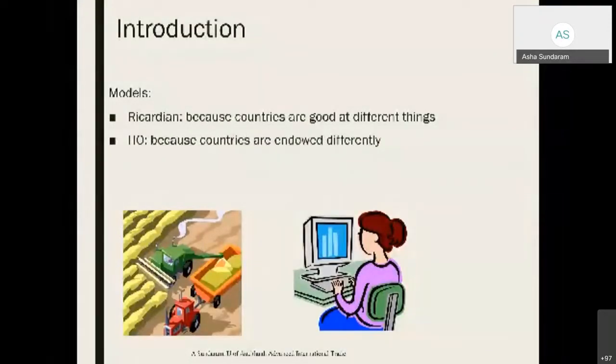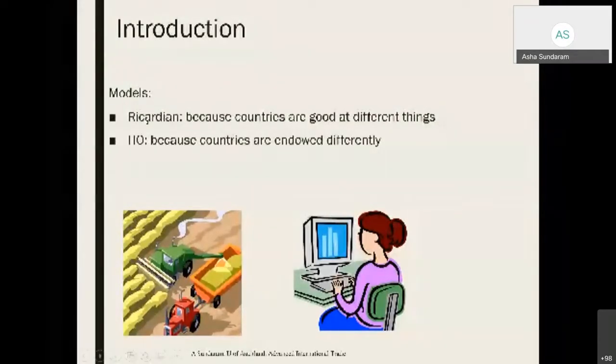So here's a brief introduction to neoclassical trade theory. We have two big neoclassical models. First is the Ricardian model of trade, and that's what we're going to talk about today. Then we're going to move on to the factor endowment based model, the Heckscher-Ohlin or HO model of trade. It basically tells us that countries trade the way they do because they have different endowments. These two models are the big benchmark models in neoclassical trade theory. The Ricardian model tells us countries trade because different countries are good at different things. The Heckscher-Ohlin model tells us countries trade the way they do because they're endowed differently. So let's talk about the Ricardian model first, and then we'll go on to factor endowments.